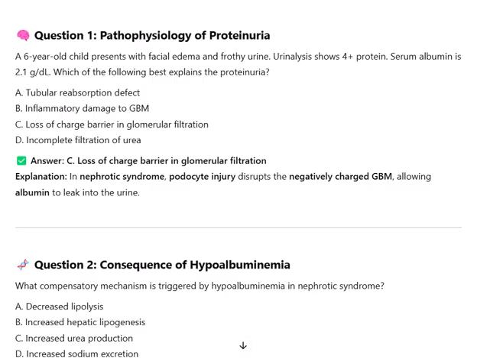Answer C. Loss of charge barrier in glomerular filtration. Explanation. In nephrotic syndrome, podocyte injury disrupts the negatively charged GBM, allowing albumin to leak into the urine.